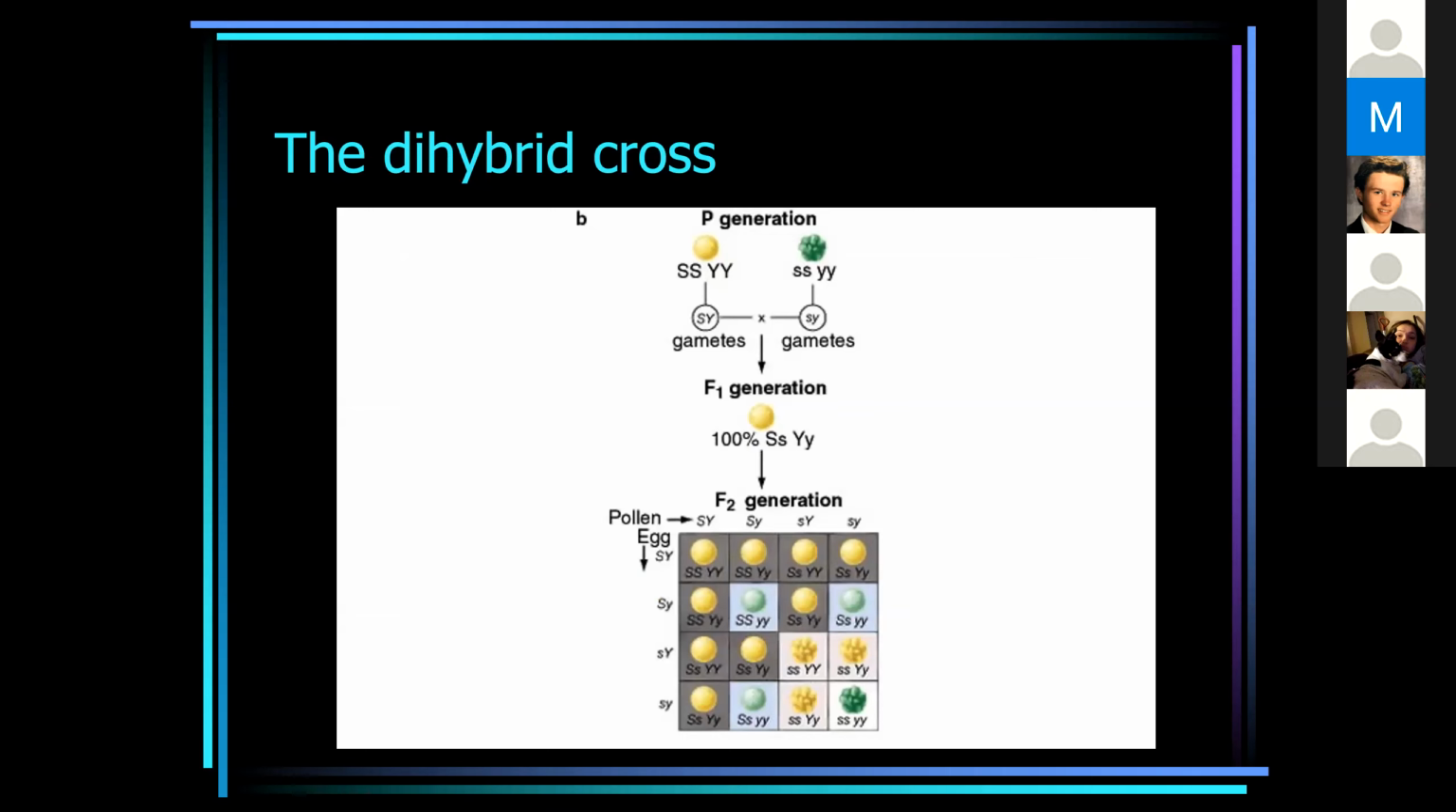Dihybrid cross, and here you can see why you get 9 of the smooth yellow, and the other ratios as well, the 3, 3, and the 1, homozygous recessive at both loci.